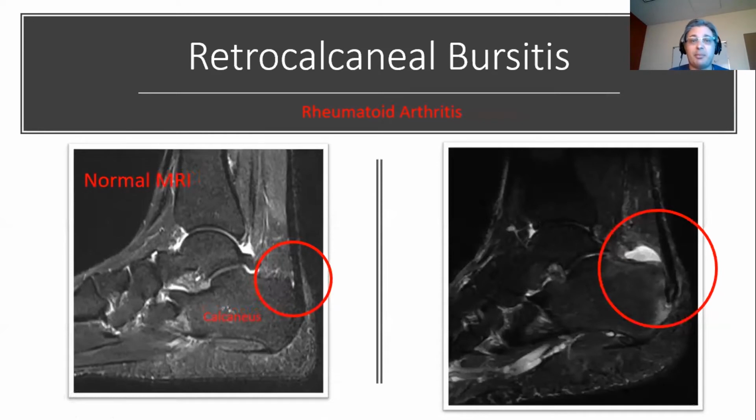Here's another nice example on MRI, juxtaposed to a normal ankle MRI. There's an area of fluid signal here, a small cystic mass. What are we going to call it? Well, because we know that there's a named bursa in this area at the junction of the Achilles and the calcaneus, we're going to call this retrocalcaneal bursitis because we know our anatomy.